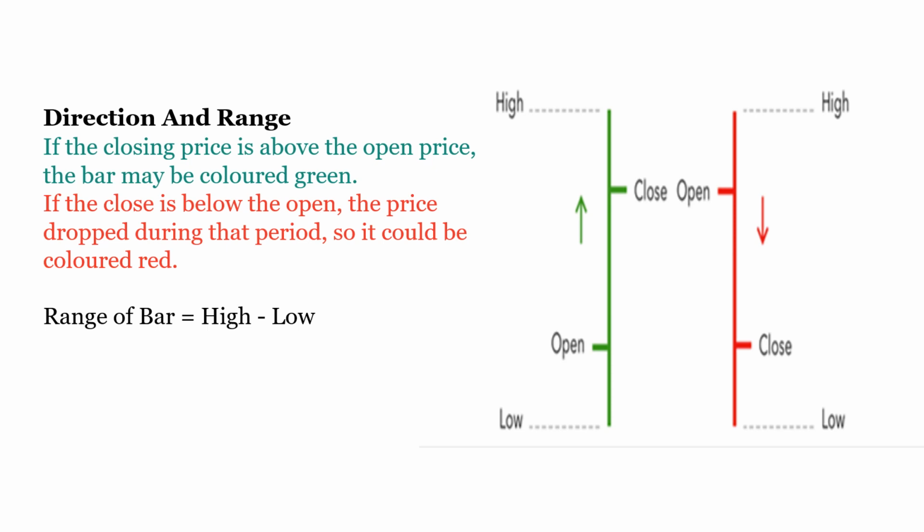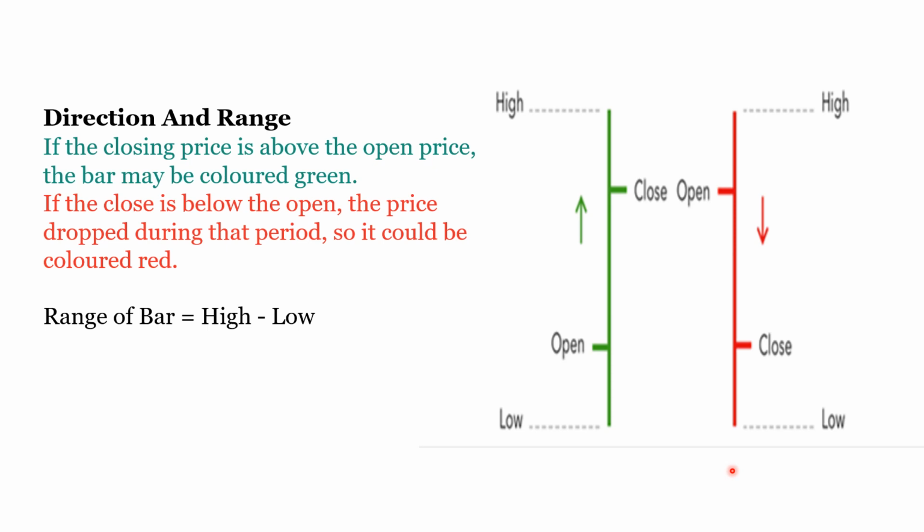The direction the price has moved during the bar is indicated by the locations of the opening and closing feet. If the closing foot is above the opening foot, then the price made upward progress during the bar. If the closing foot is below the opening foot, then the price made downward progress during the bar. Here are two examples. If the closing price is above the open price, the bar may be colored green. If the close is below the open, the price dropped during the period, so it could be colored red. Color coding the bars helps traders see trends and price movements more clearly.